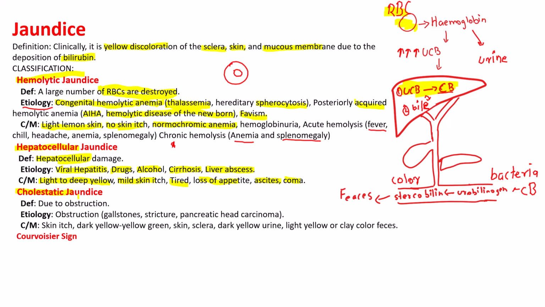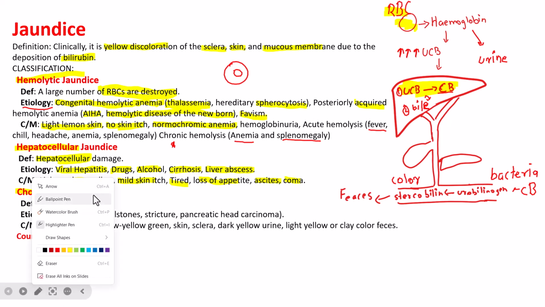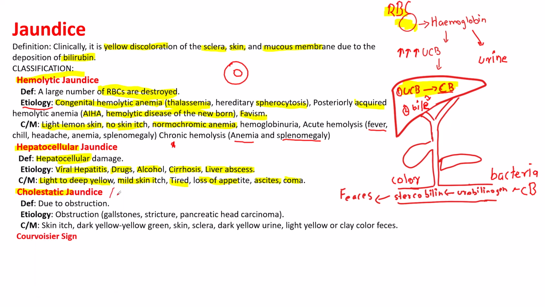Now we have cholestatic jaundice. This is also called obstructive jaundice. It is due to obstruction. Now, red blood cells are normal. Our liver is normal. It's converting unconjugated bilirubin to conjugated bilirubin, and then excreting this conjugated bilirubin through bile. But we have some problem in this extrahepatic biliary system.